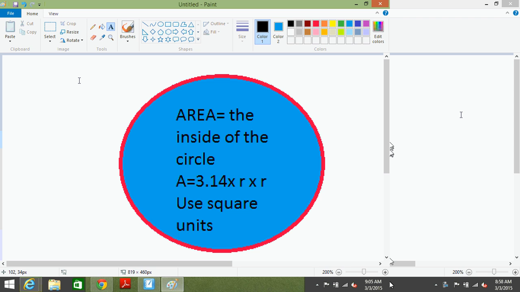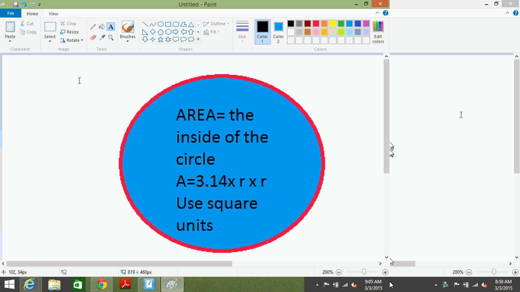Are we good? Area, the inside of the circle, A equals 3.14 times R. Use square units. What is R? What does R stand for? Anybody have any idea what R means?